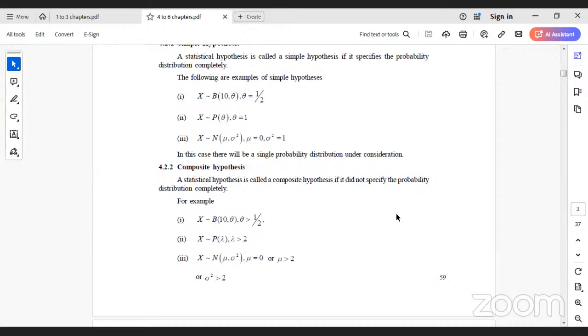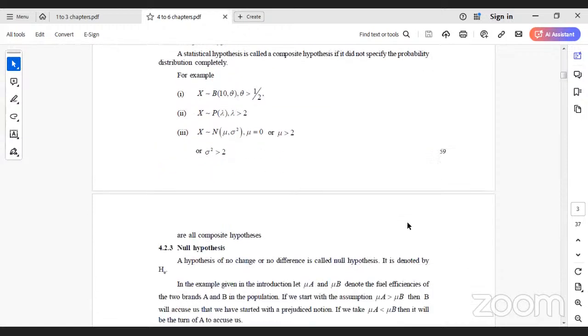Composite hypothesis. A statistical hypothesis is called a composite hypothesis if it does not specify the probability distribution completely. For example, X follows binomial with n equal to 10 and theta greater than 1 by 2; X follows Poisson with lambda greater than 2; X follows normal with mu greater than 2, or mu equal to 0 and sigma square greater than 2. All of these are composite hypotheses.